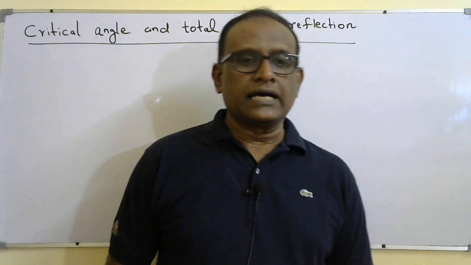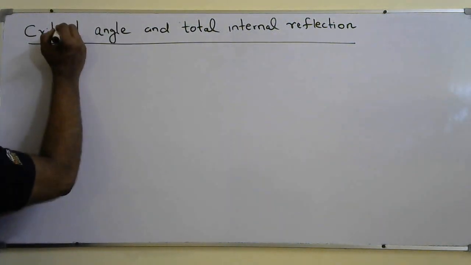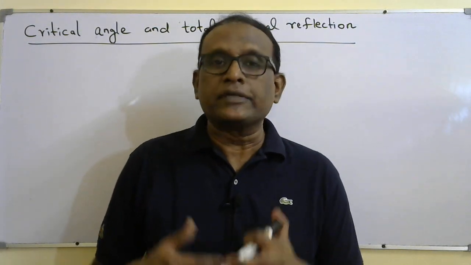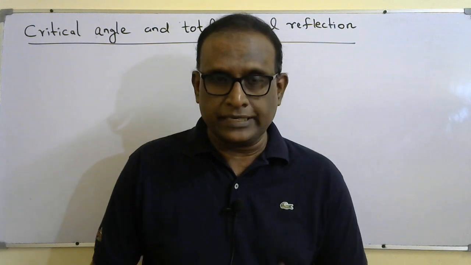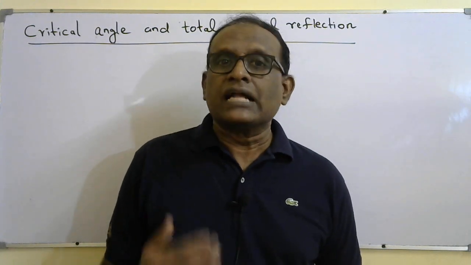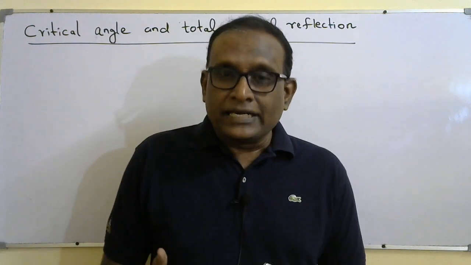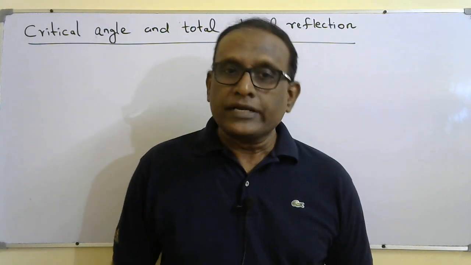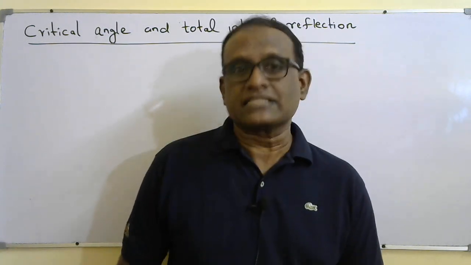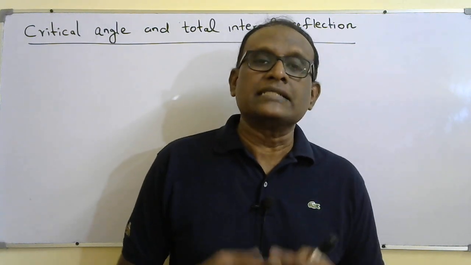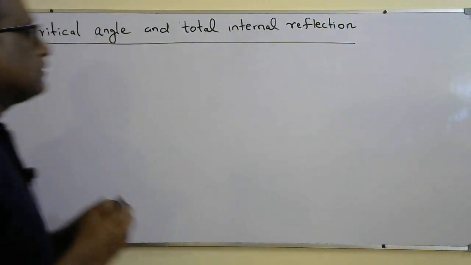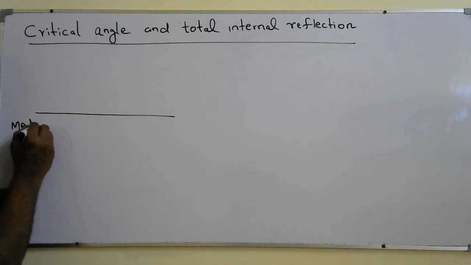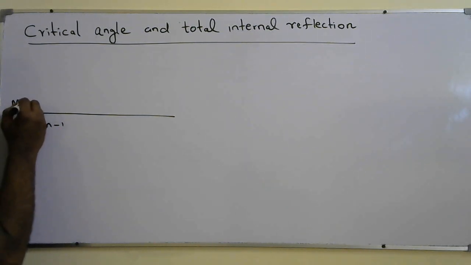Okay, so the next topic is critical angle and total internal reflection. We know that a light ray can move from an optically denser medium to a less dense medium. A denser medium means the speed of light is lower, and an optically less dense medium means the speed of light is higher. Another way to say it: an optically denser medium has a higher refractive index, and a less dense medium has a lower refractive index. So when light moves from an optically denser medium, let it be medium 1, to medium 2.